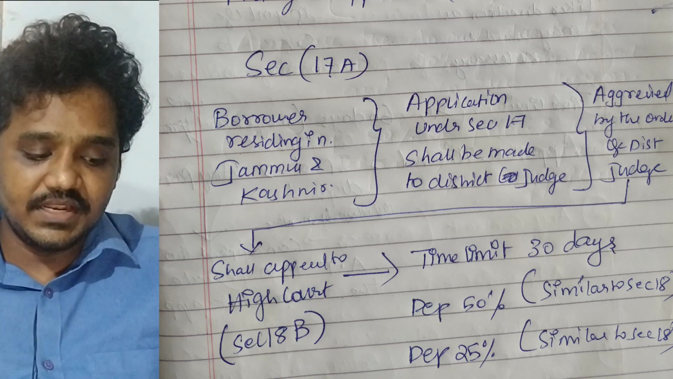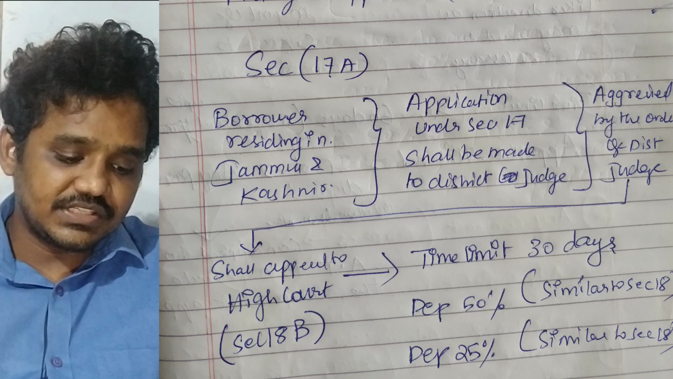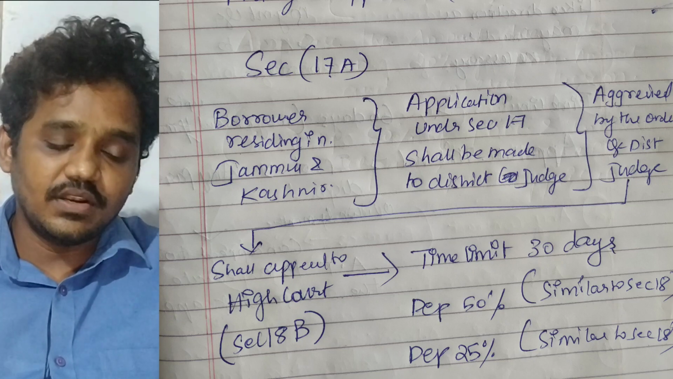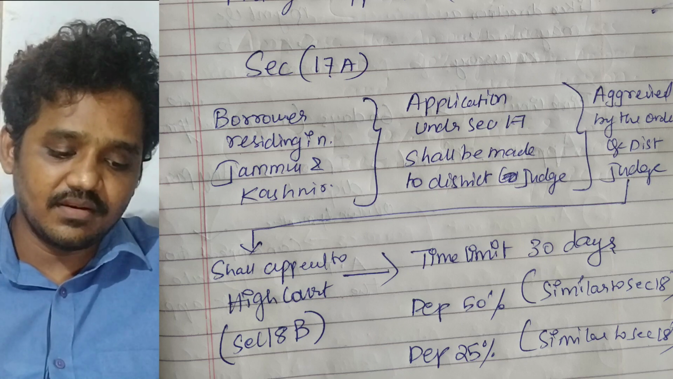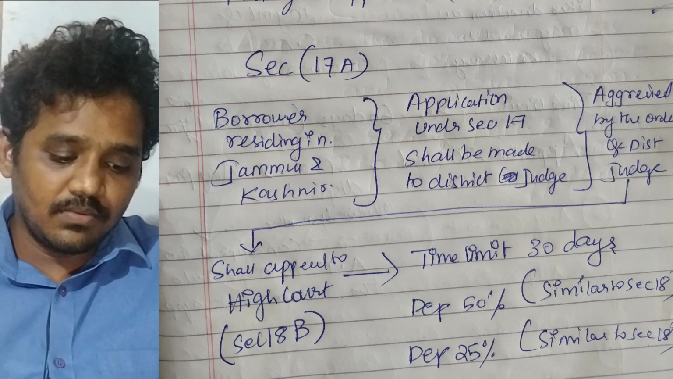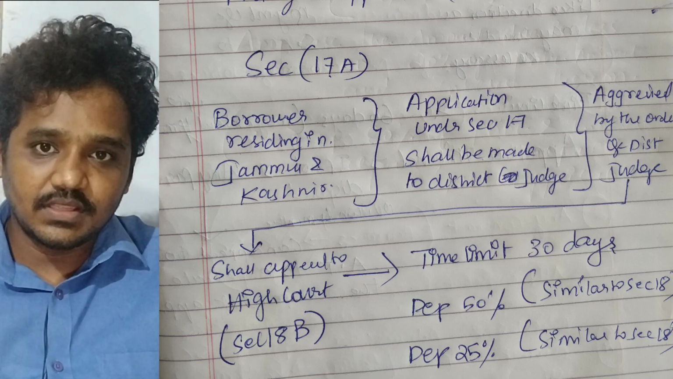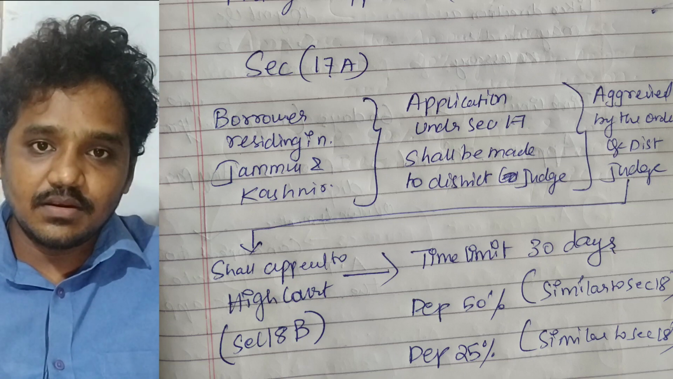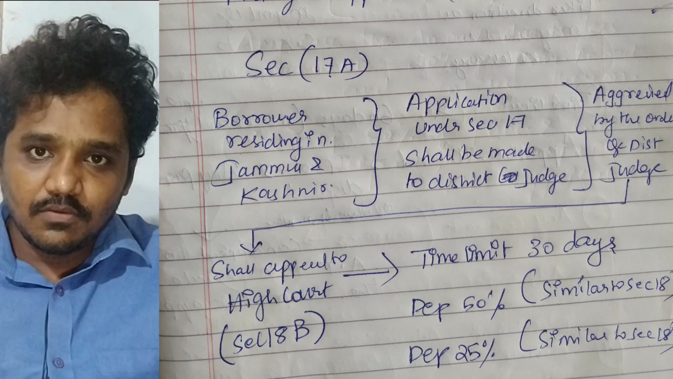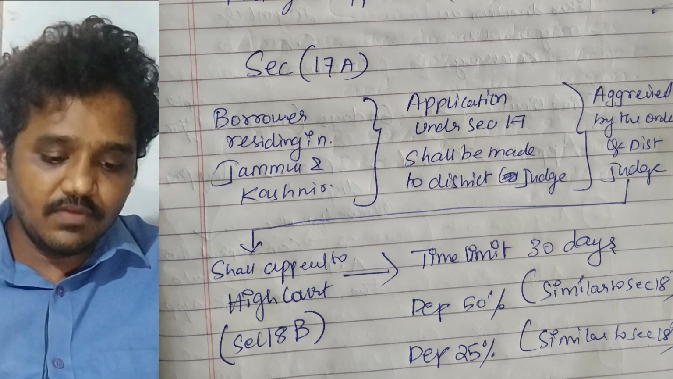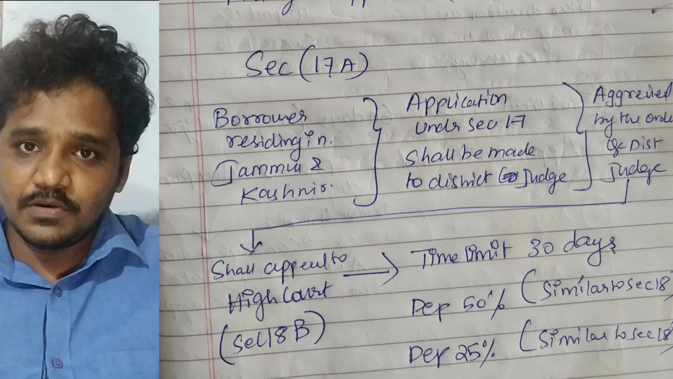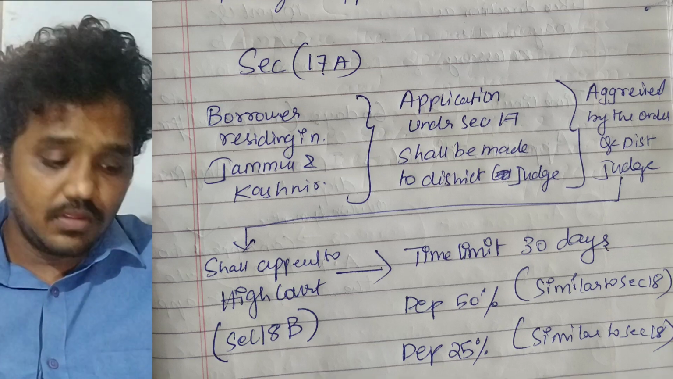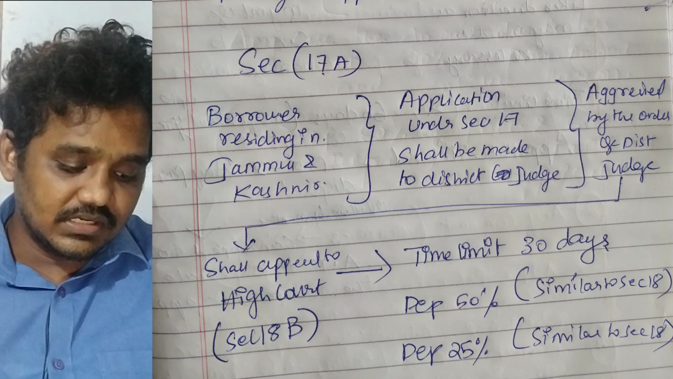If the borrowers reside in Jammu and Kashmir, an application under section 17 shall be made to the district judge. If you see, there is no DRT here. The district judge will take the case, and any decision given by this district judge will be final. If any person is aggrieved by the decision given by the district judge, they will go to the High Court under section 18B.